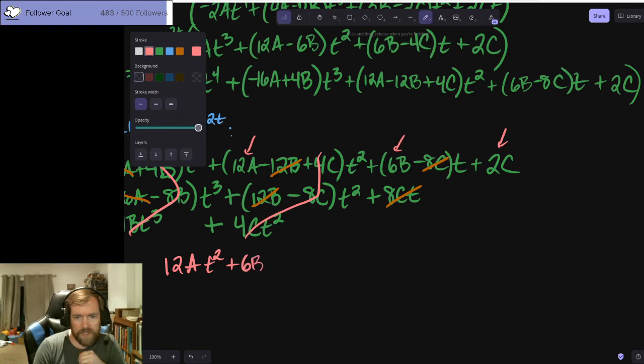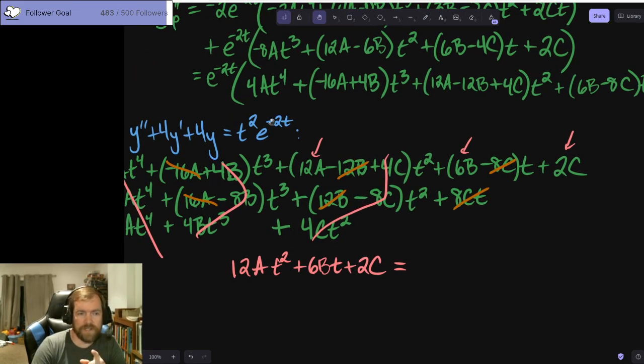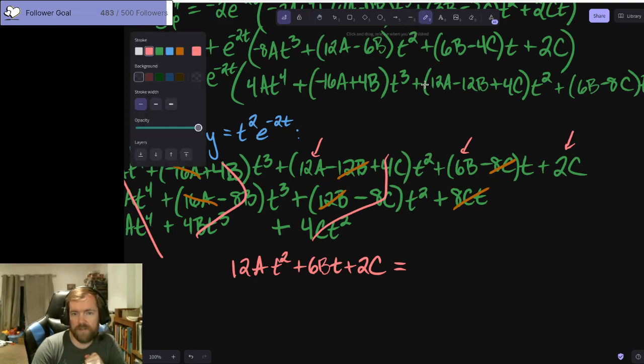Alright, so 12a t squared plus 6b t plus 2c is going to be equal to what's on the right-hand side of our differential equation, t squared e to the negative 2t. So just t squared at this point. That feels too easy. Well, let's try it. So this means that 12a is going to be equal to 1. So a is going to be 1/12.